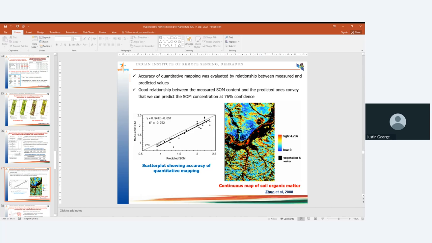Here you can see the vegetation and the water areas have been masked, because there will not be any direct reflections from the soil. So here you can see how the organic matter content is spatially varying in this particular region.